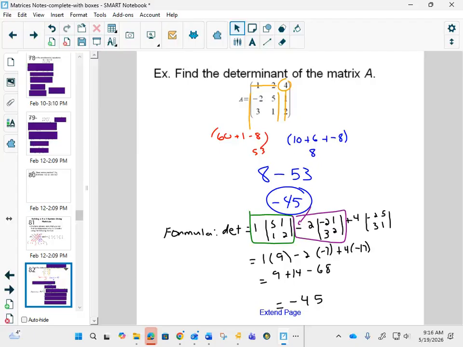So you can choose, if it's a 3x3 on a non-calculator part of your test that's asking you to find the determinant, you can choose whichever method. I'm not going to say, do it using the formula, and you're like, I just remembered the other way.